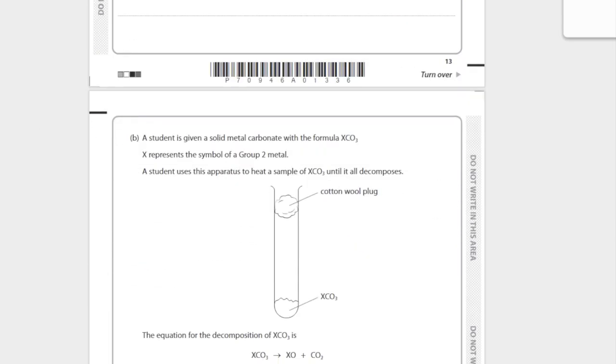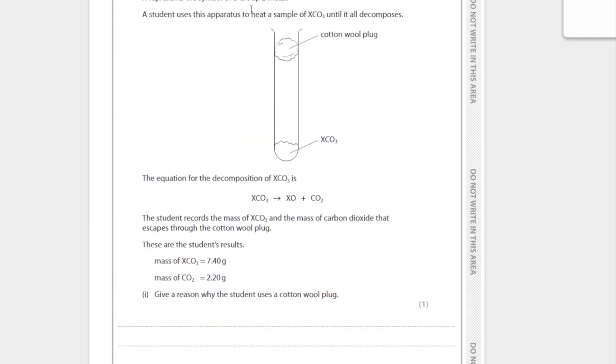A student is given a solid metal carbonate with formula XCO3, where X represents the symbol of a group 2 metal. The student uses the apparatus to heat a sample of XCO3 until it decomposes. The equation for the decomposition is XCO3 forms XO plus CO2. The student records the mass of XCO3 and the mass of carbon dioxide that escapes through the cotton wool plug, and it gives us these results.